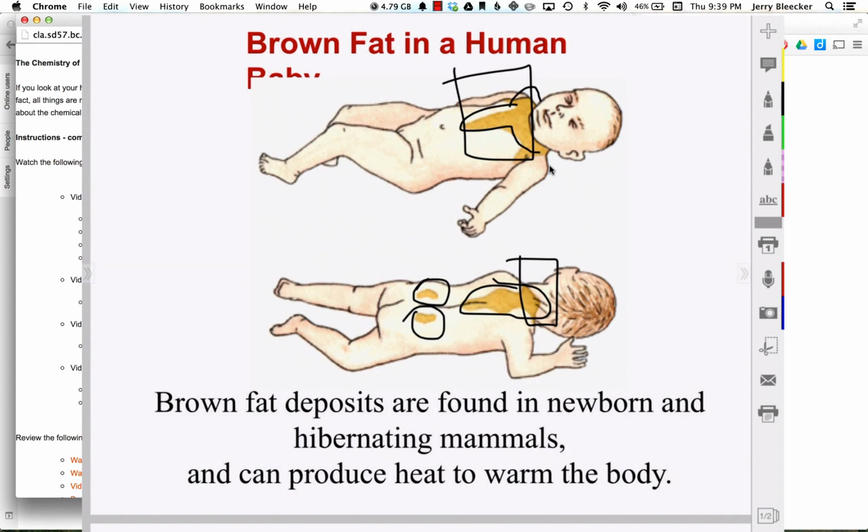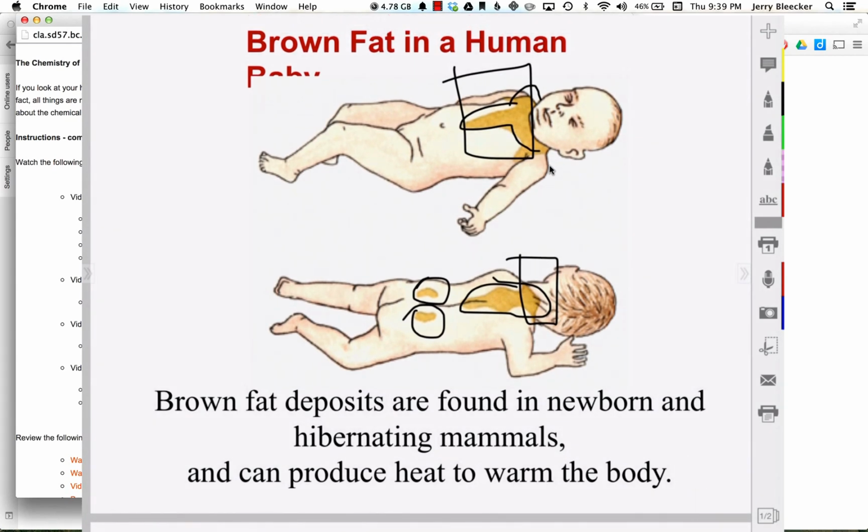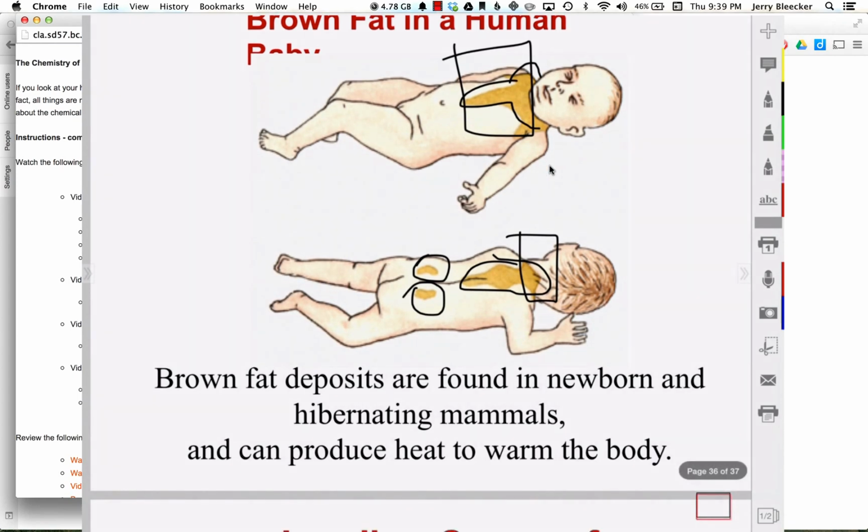Now, you don't retain a lot of this brown fat. It's a kind of fat that gets consumed to produce warmth. You have a lot less of this as you age.